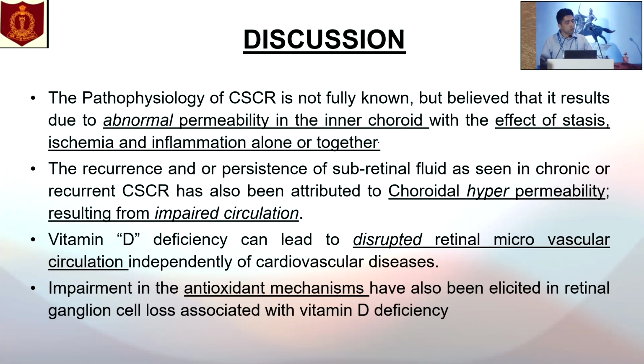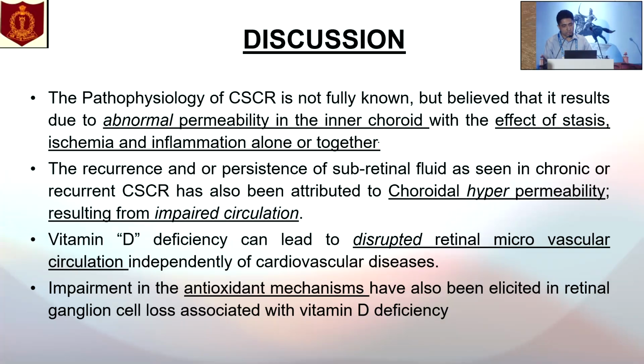Though the pathophysiology of CSR is still not fully known, it is believed that it results from abnormal permeability in the inner choroid, which affects stasis, ischemia, and inflammation alone or together. It also involves choroidal hyperpermeability resulting from impaired circulation. If we come to the effect of vitamin D, the deficiency can lead to disrupted retinal microvascular circulation independently of any cardiovascular disease. It also affects the antioxidant mechanism, which has been implicated in ganglion cell loss associated with vitamin D deficiency.